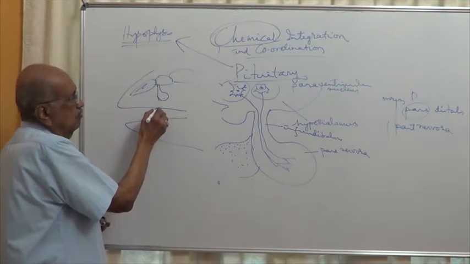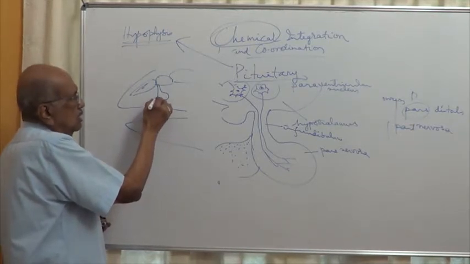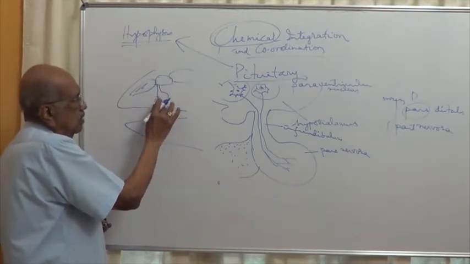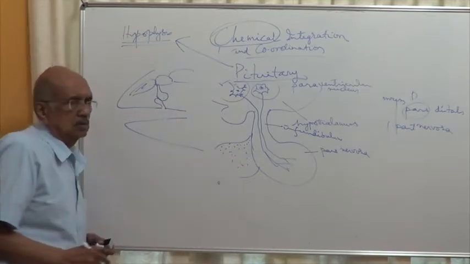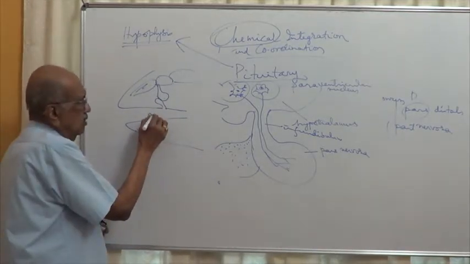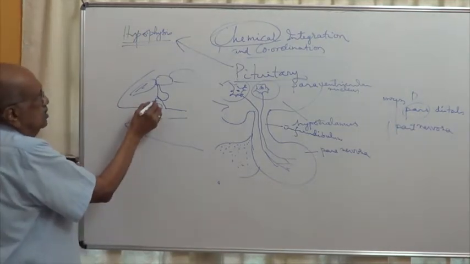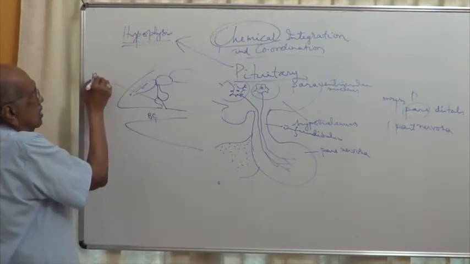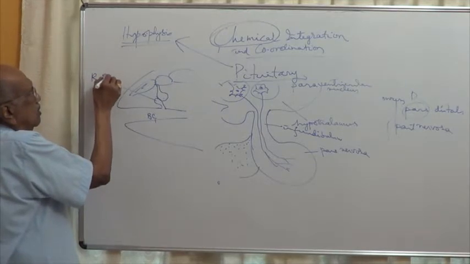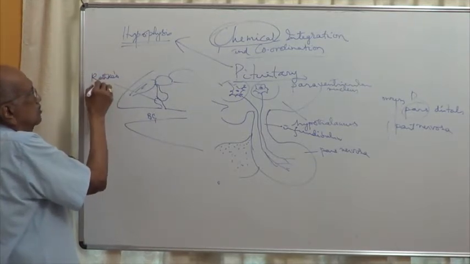This is the buccal roof. It produces an upward growth. This is the buccal cavity. This is the lower jaw. Now, this structure is the Rathke's pouch.